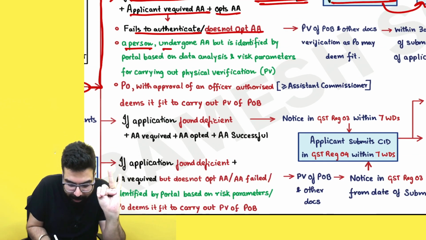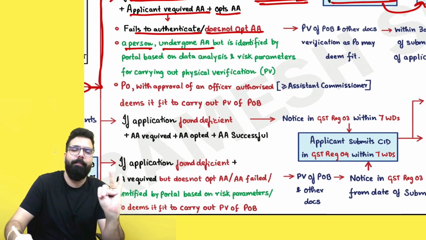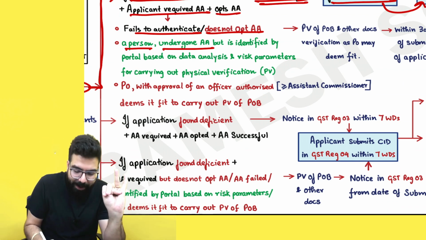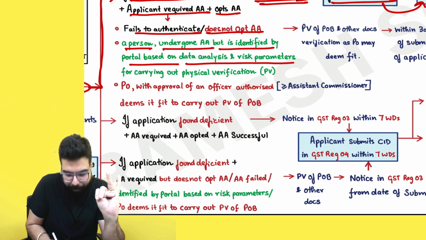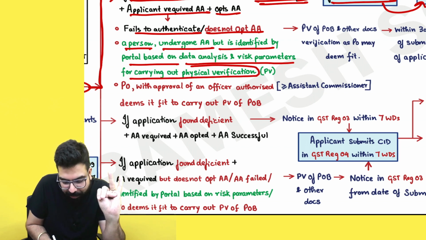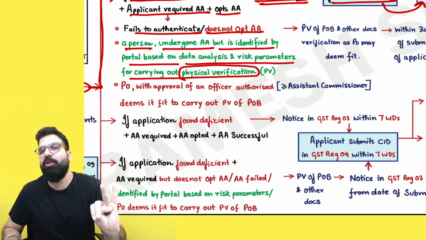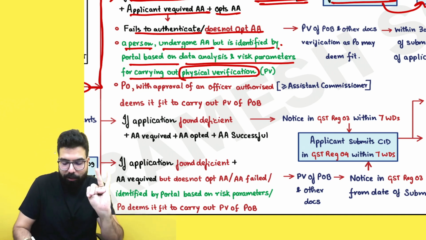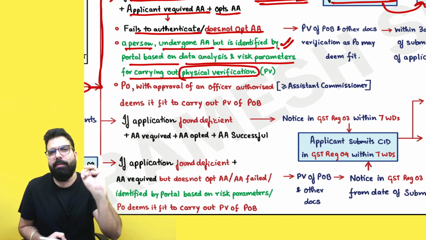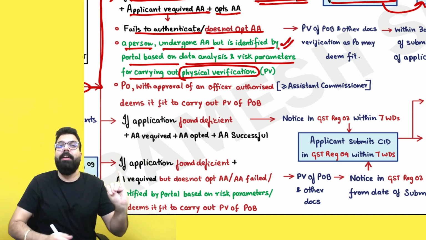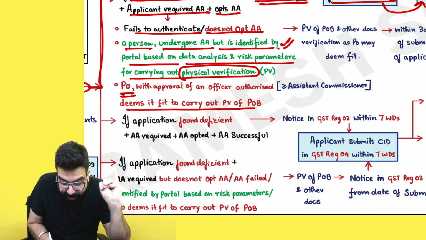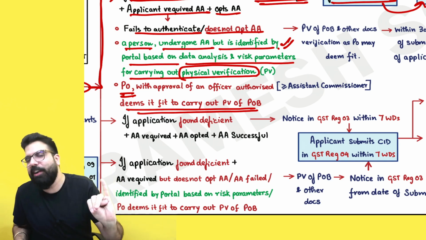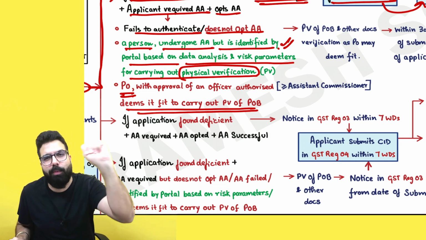If a person has undergone Aadhaar authentication but the portal has identified him, on the basis of data analysis and risk parameters, for carrying out physical verification, if the portal identifies you as a risky person, then also they will come for physical verification of the place of business. Sir, I have done Aadhaar authentication, but if the proper officer identifies you and deems it fit to carry out physical verification, then also physical verification of the place of business will be done.